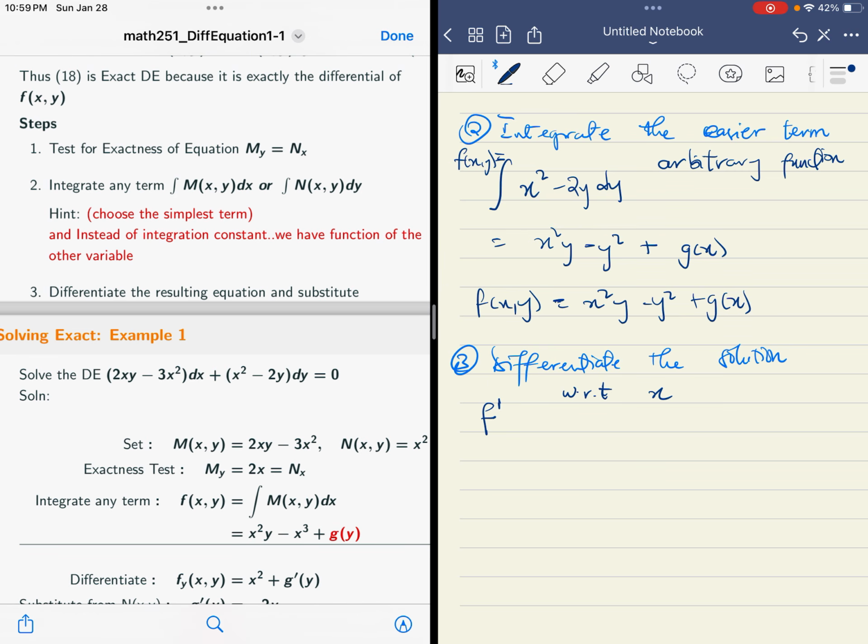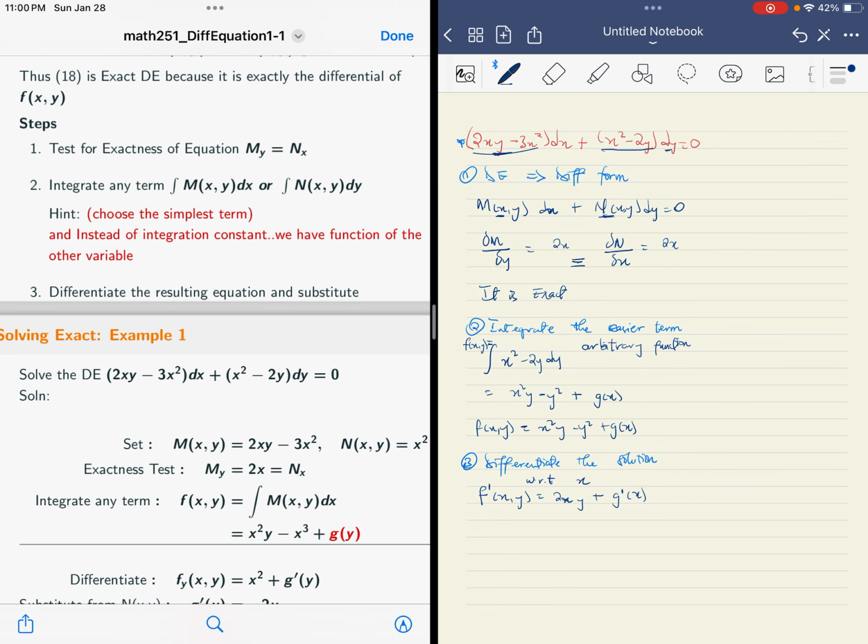So if we differentiate with respect to x, we have f prime of xy equals 2xy, y squared goes to 0, then plus g prime of x. Why? Because g of x is a function of x. Now we compare. We see what we have here. We are going to compare this to our m of xy and our n of xy.